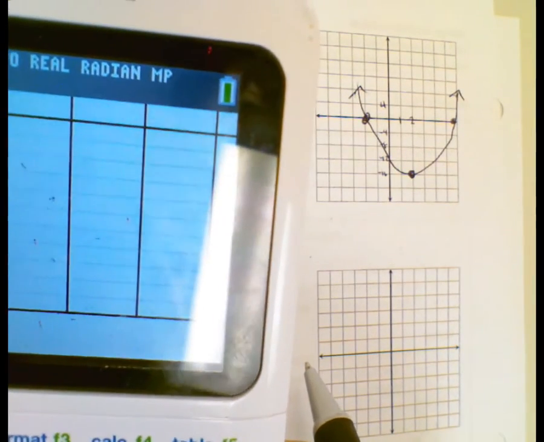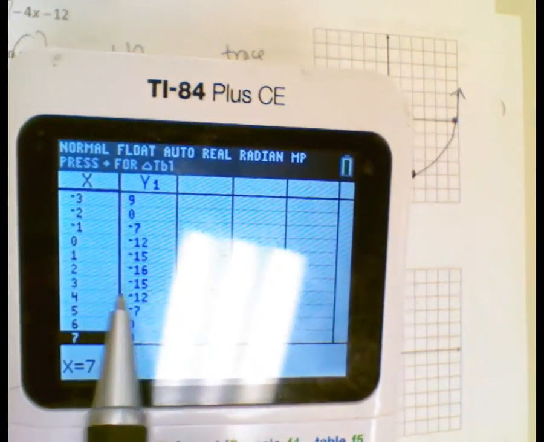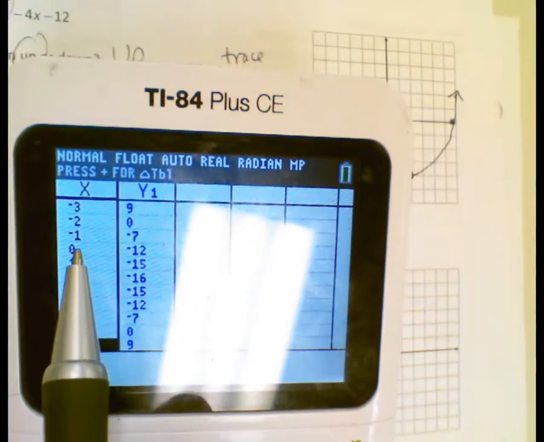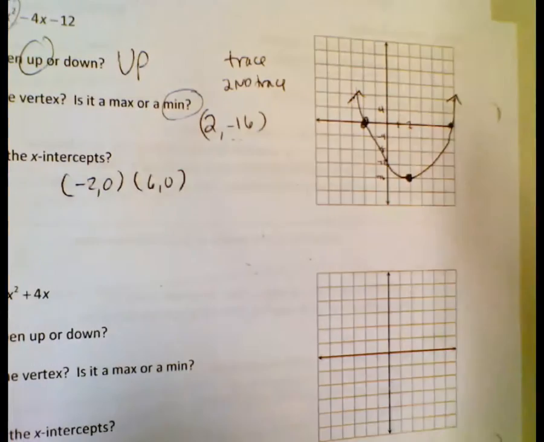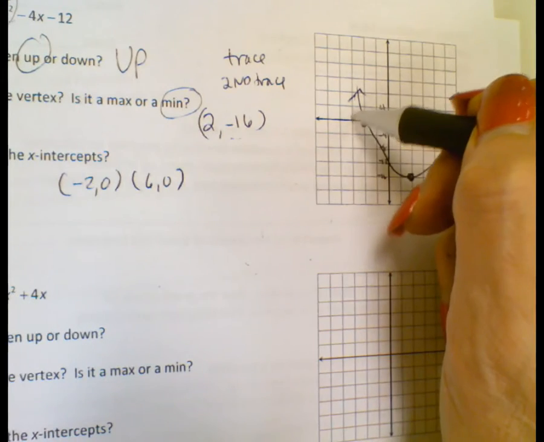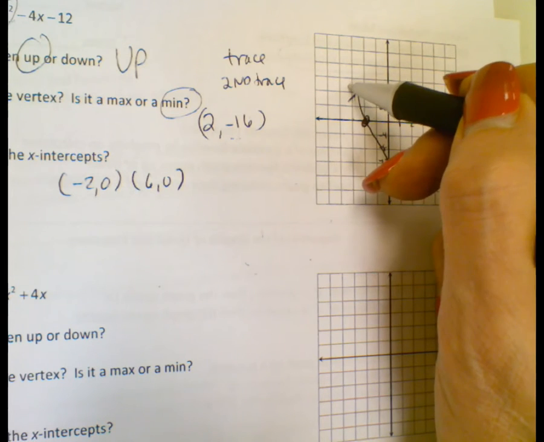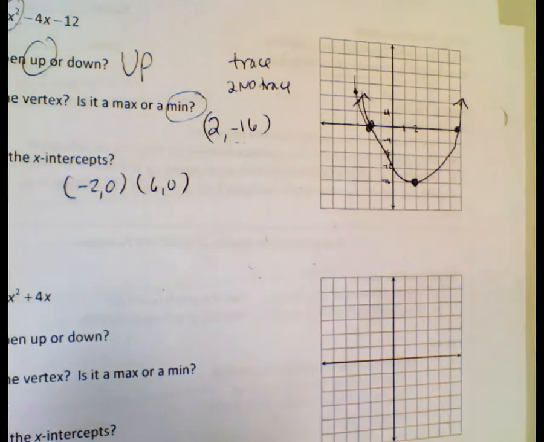I like to center the 2 right in the middle because that's the vertex. To see 2, negative 16, I could have graphed any one of these points. Like, let's say I wanted to graph negative 3 and 9. Here's negative 3, 2, 4. No, we went by 4s, right? 4, 8, 9. So it's right there. That's just another point on the parabola. So you can get as many points as you want on this parabola.